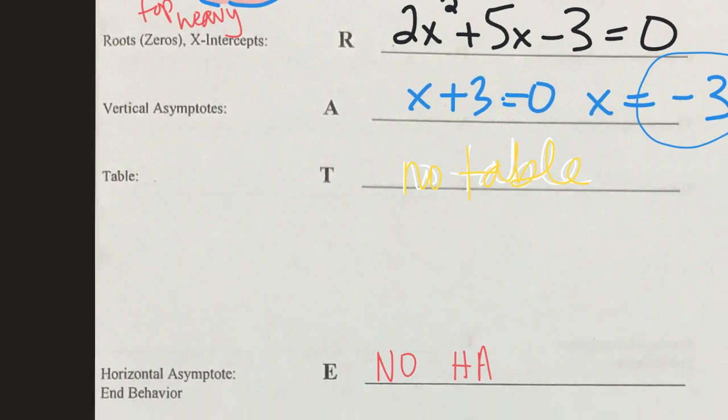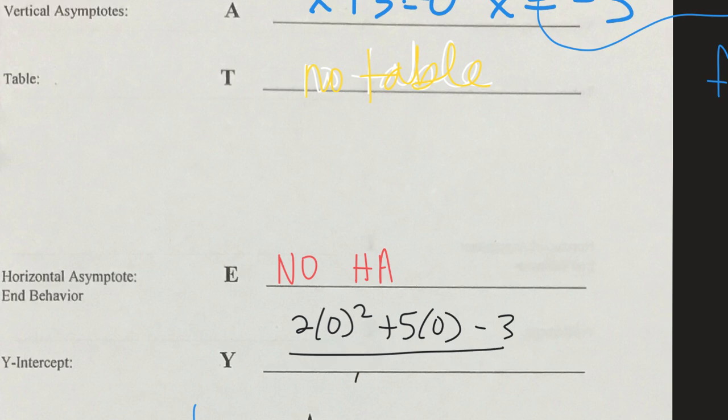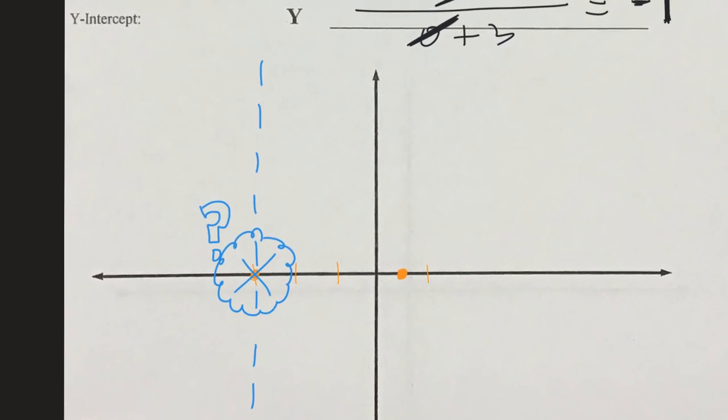So plug in 0 for everything, and we get 2 times 0 squared plus 5 times 0 minus 3 over 0 plus 3. Right? All these times zeros cancel out because 0 times anything is 0. Negative 3 divided by positive 3 is negative 1. So our graph crosses the y-axis at negative 1.